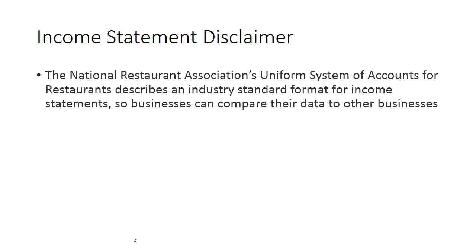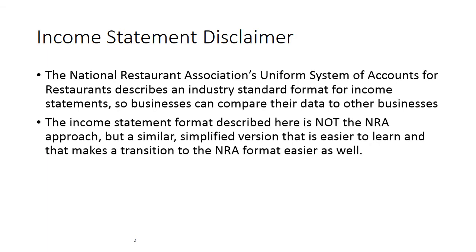This particular book, and the way that we're going to be learning income statements, is not the standard uniform system of accounts by the National Restaurant Association. The uniform system of accounts for restaurants has a standard format that we use to create income statements, and it's very similar to this one. By learning this one first, which is going to be a little bit simpler, it's going to help you get into that National Restaurant Association system so that we're able to compare data between businesses. So again, this one is easier to learn, and makes that transition easier once we start learning the NRA approach.